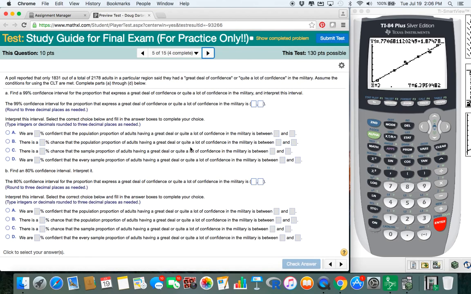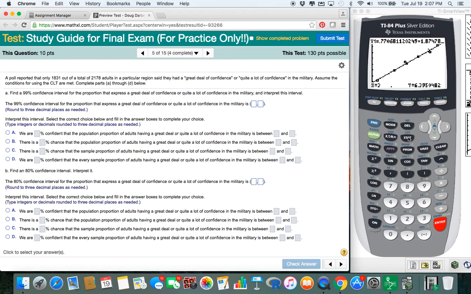A poll reported that 1831 out of a total of 2178 in a particular region said they had a great deal of confidence or quite a lot of confidence in the military. That's good. Assume the conditions for the CLT, central limit theorem, are met. Find a 95% confidence interval for the proportion. Well, guys, proportion tells you we need a 1 prop z interval.